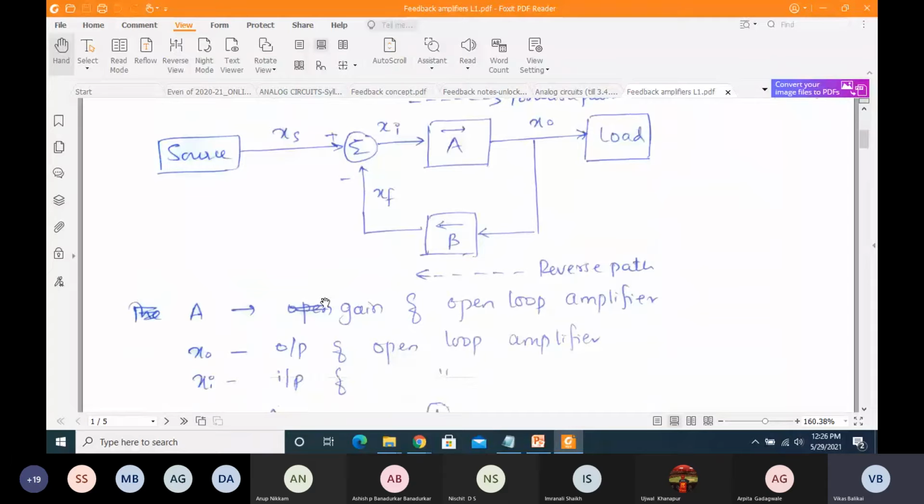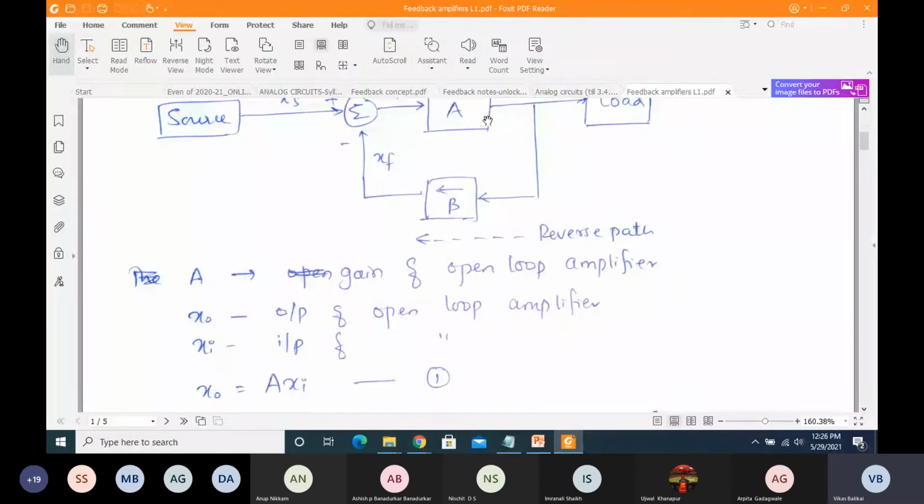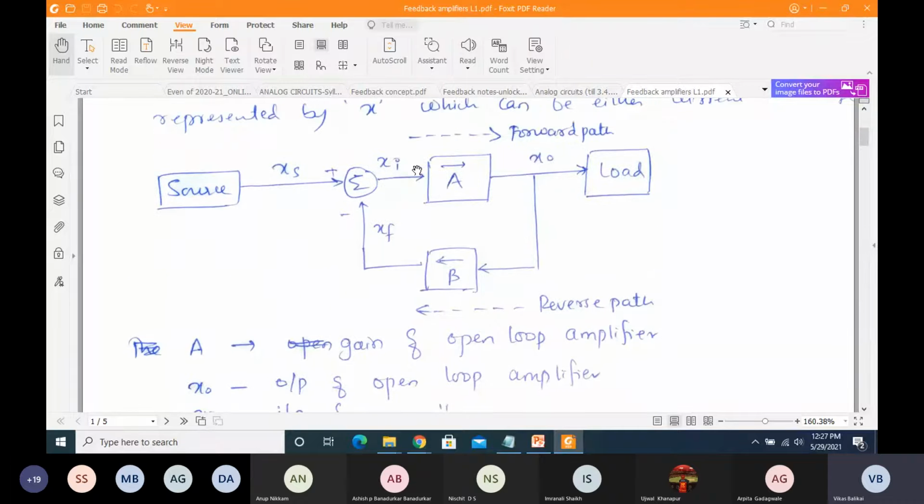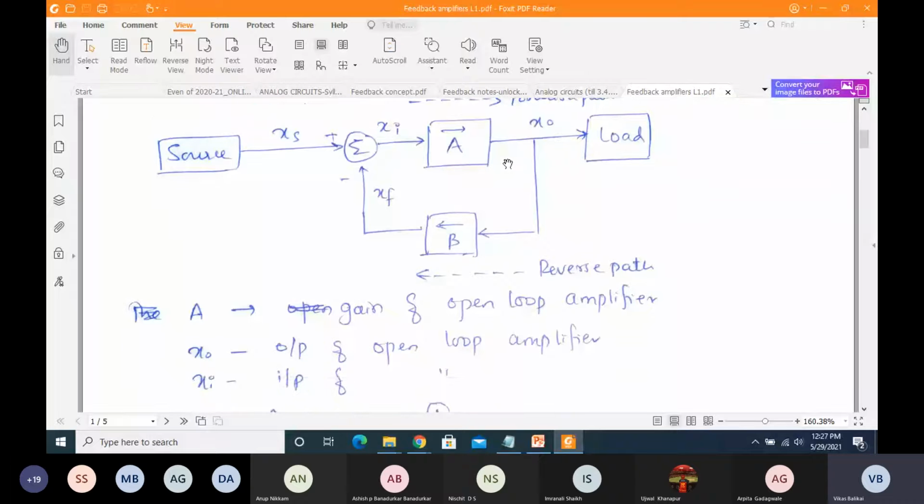XI being the input signal, XO the output of the open loop amplifier, and the subscript F indicates it is a feedback term. So XF is nothing but the feedback signal entering the amplifier A. I'm feeding back some portion of the output by passing it into the feedback network, which becomes XF, and that XF is getting added to this XI, and finally this addition of XI and XF will be entering the amplifier with gain A. So XO can be represented as A times XI. That's what I represented over here.